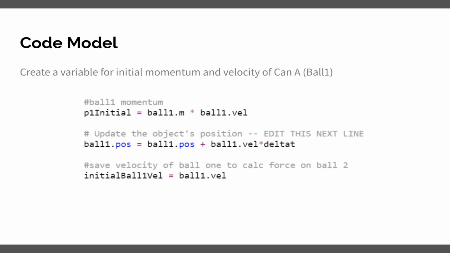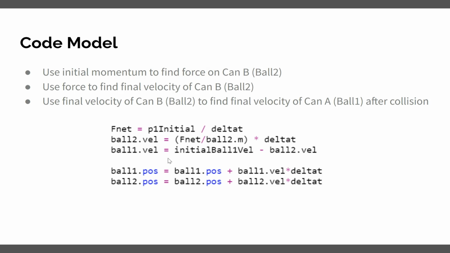To model the velocity of the cans after the collision, I used conservation of momentum. I created a while loop to model the movement until right before the collision and saved the initial velocity and initial momentum of can A. Then, in a while loop from right after the collision until the end, I used the initial momentum to calculate the net force on can B. I used that force to find the new velocity for can B. Now that I have the final velocity for can B, I use that with the momentum principle to find the final velocity of can A after the collision.